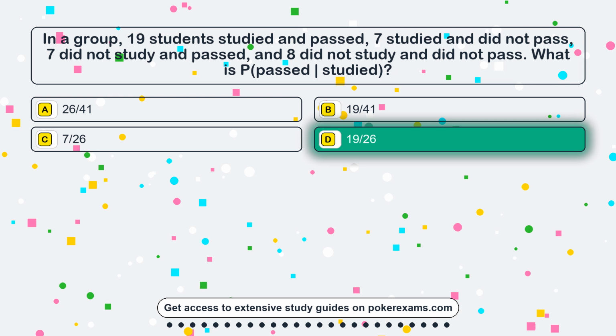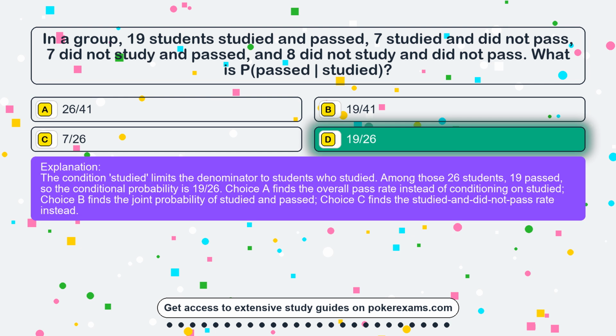The correct answer is option D, 19/26. The condition studied limits the denominator to students who studied. Among those 26 students, 19 passed, so the conditional probability is 19/26. Choice A finds the overall pass rate instead of conditioning on studied. Choice B finds the joint probability of studied and passed. Choice C finds the studied-and-did-not-pass rate instead.